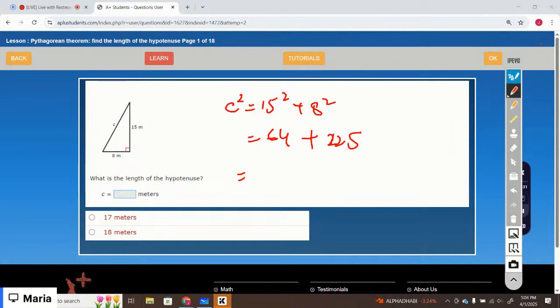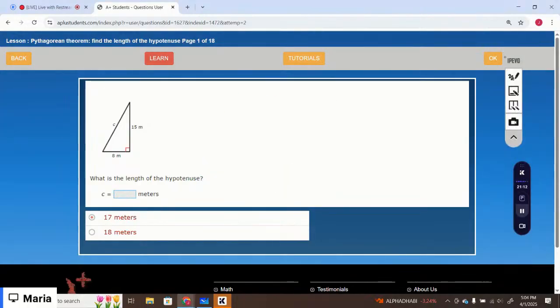So let's add 225 plus 64, which is 289, and you have to take the square root of 289. That then equals c equals 17. Option number 1 is the correct option, that is 17 meters.